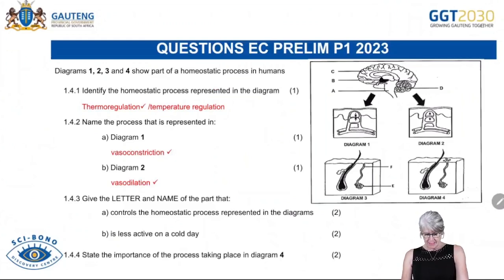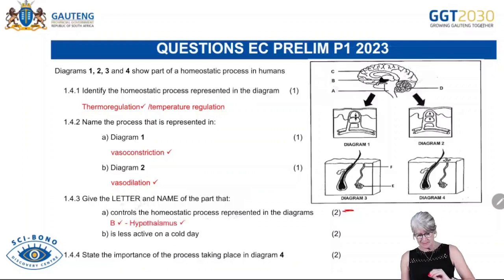Then 1.4.3, they say give the letter and the name. So now I'm going to give 2 answers, and you can see there the mark allocation is 2 marks each. So the part that controls the homeostatic process represented in the diagram, and that's why we now need to go and have a look at the structure, the brain. Then we can see which part is the homeostatic control, and remember we must give both the letter and the name. Okay, so we can see there that is B, the hypothalamus, and then one that is less active on a cold day is going to be E, the sweat glands.